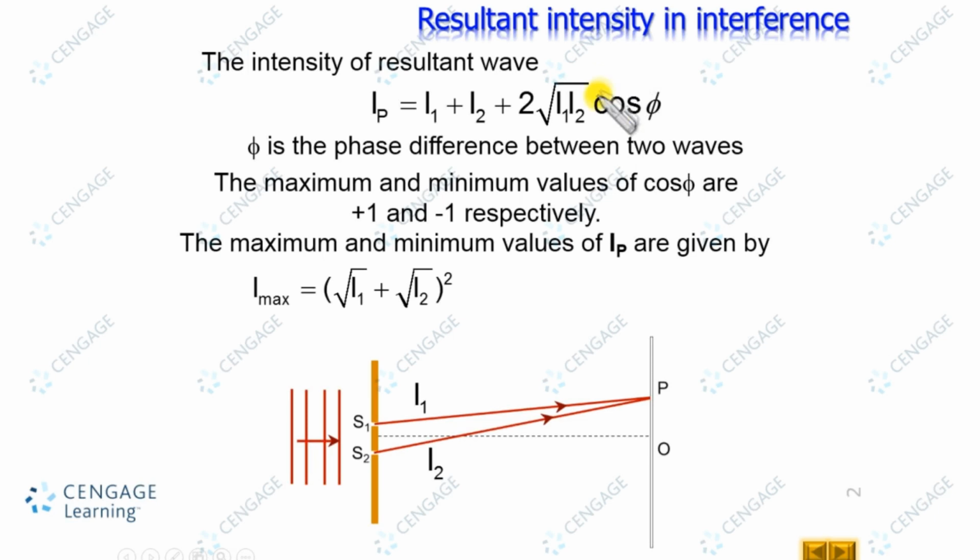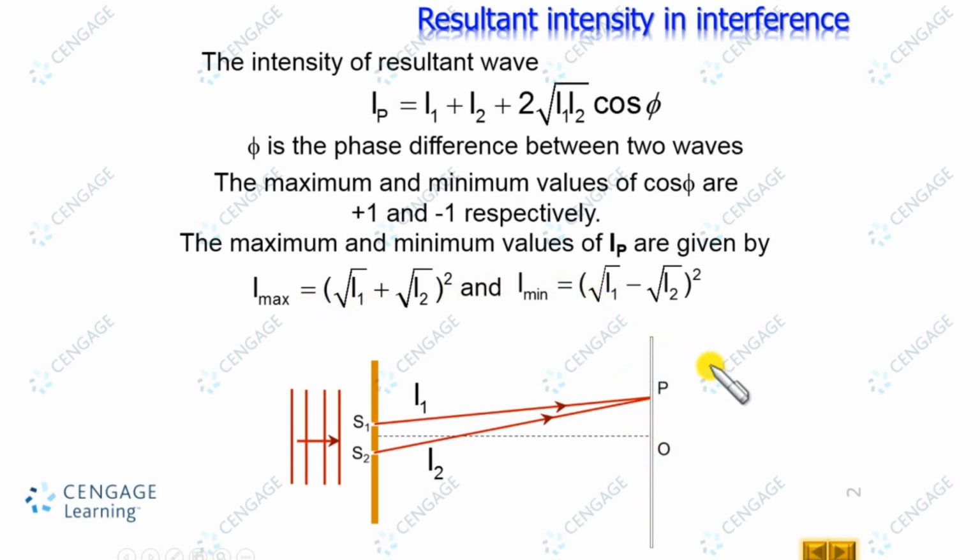For calculating the minimum intensity, we should substitute cos phi equal to minus 1. If we substitute cos phi equal to minus 1, this relation will become IP, or you can write I minimum, equal to I1 plus I2 minus 2 under root I1 I2, and we can write this relation as I minimum equal to (under root I1 minus under root I2) whole square, right? So this is the maximum and minimum intensity on the screen.